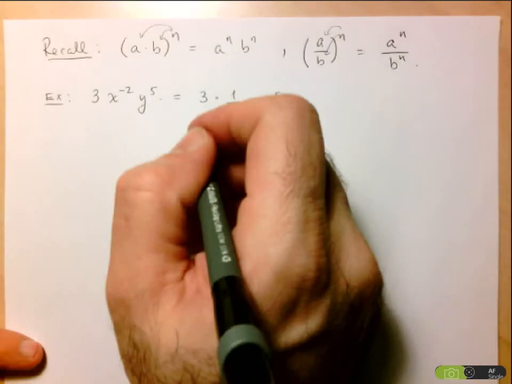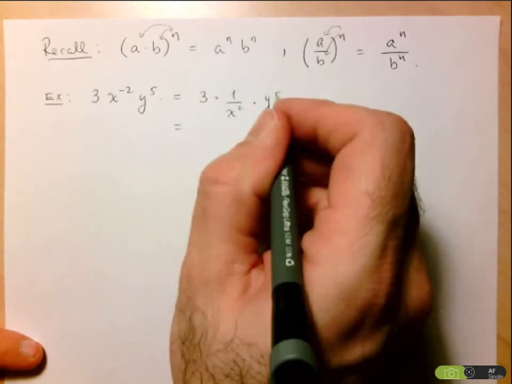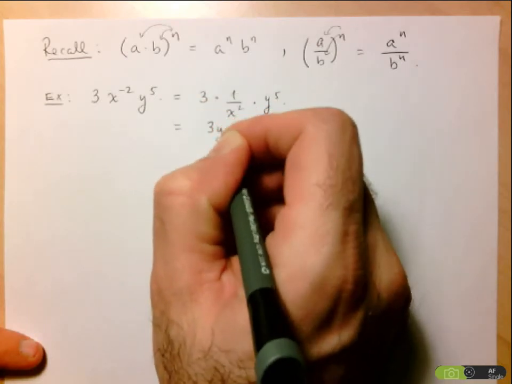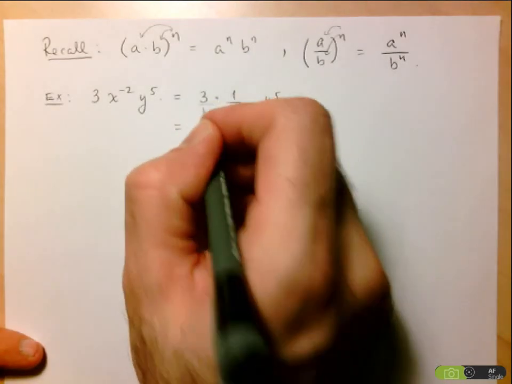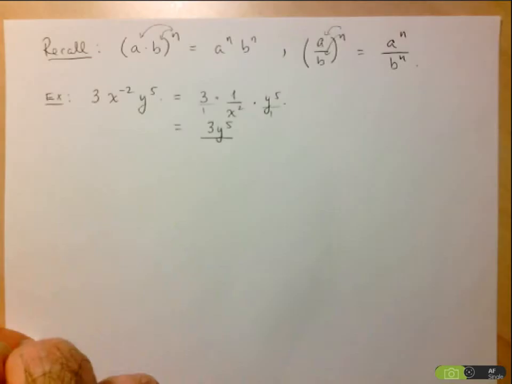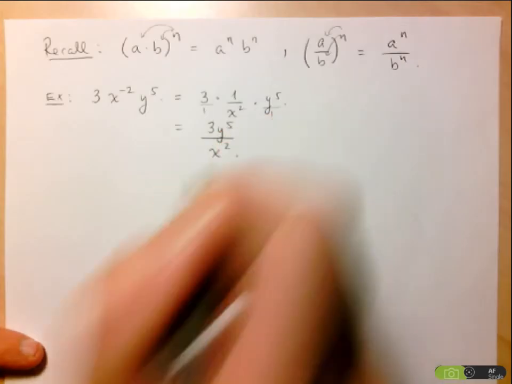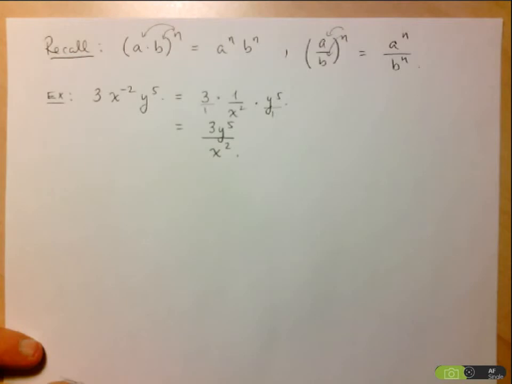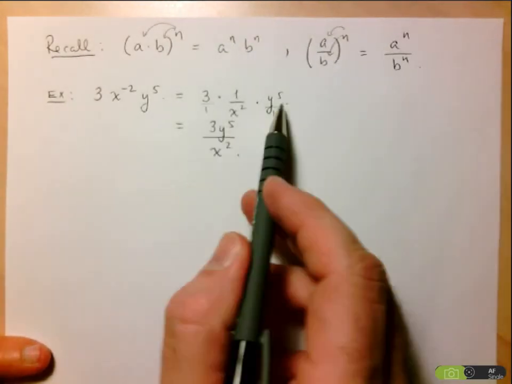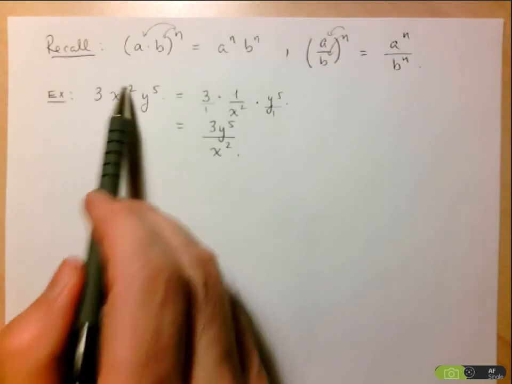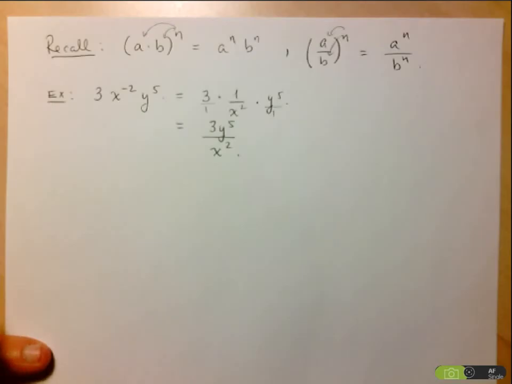And when I multiply these terms together, I just end up with 3 times 1 times y to the 5th. So the numerator is 3y to the 5th. And in the denominator, well, this is like 3 over 1, y to the 5th over 1. So I multiply all the denominators, and I'm just left with x squared. Okay? So normally, I wouldn't bother doing this step here. I would just see that I've got an x to the negative 2, so I know that that's going to be going into the denominator.